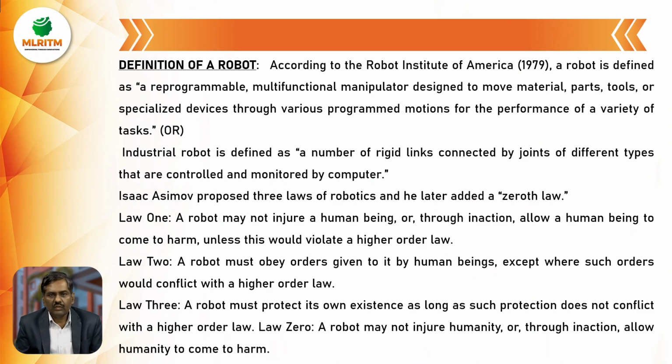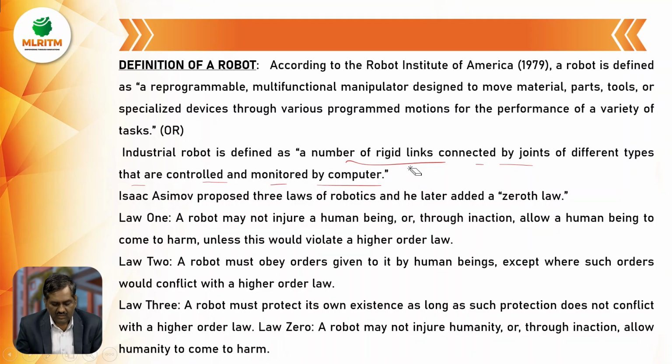Coming to the definition of a robot, there may be various definitions, but mostly the definition is given by the Robotic Institute of America. They defined a robot as a reprogrammable, multifunctional manipulator designed to move material, parts, tools, or specialized devices through various programmed motions for the performance of a variety of tasks. An industrial robot is also defined as a number of rigid links connected by joints of different types that are controlled and monitored by a computer.